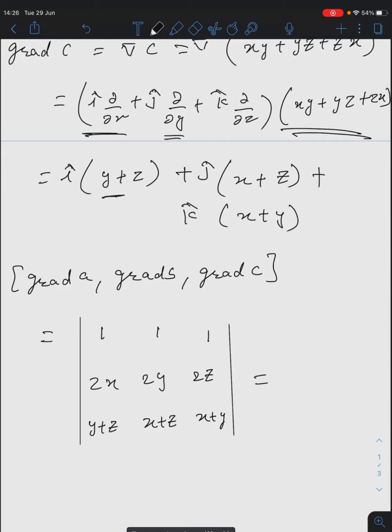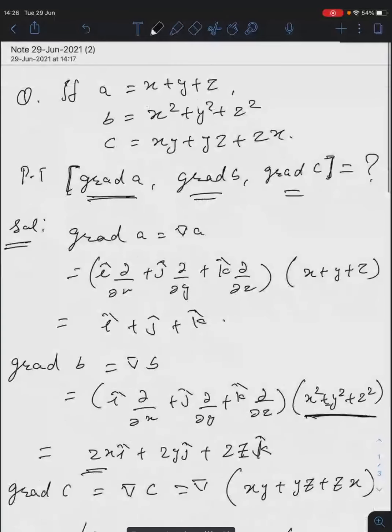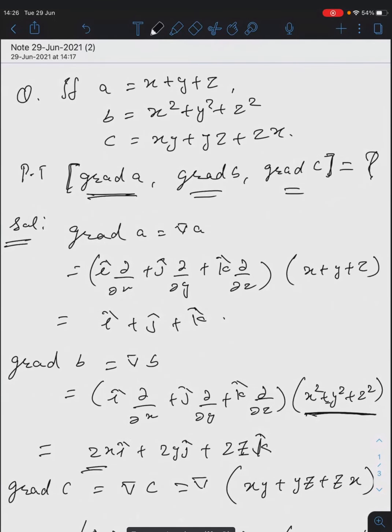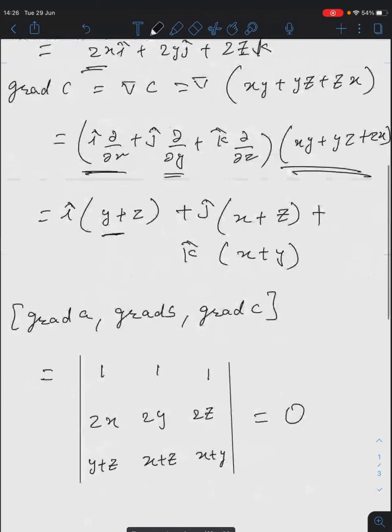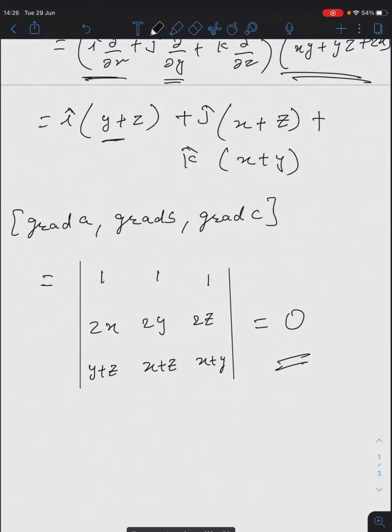Got it? 0. 0. What about others? 0, ma'am. So actually in the question, though I put the question mark, they want you to prove here that the result is 0. This result is 0, they want you to prove. So hence proved. 0 is the answer. Okay.